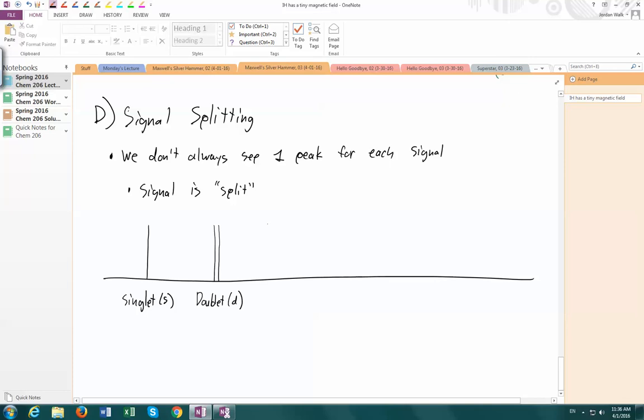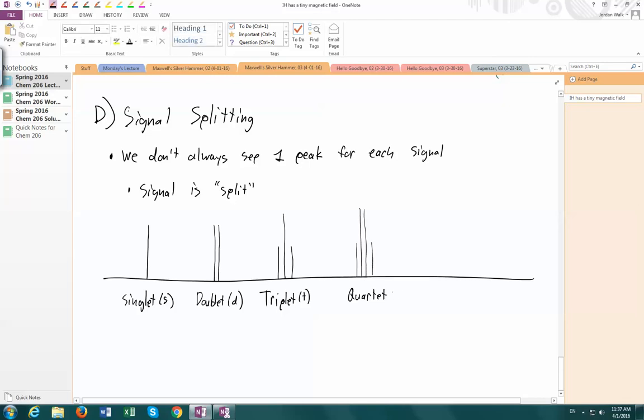Now, interestingly, we find that the peak areas change a little bit. In a triplet, we find that the middle peak is right about twice the area of the outside peak. We're going to explain why that is in just a second. All right, so here we've got a triplet. We move on down, we can see a quartet.